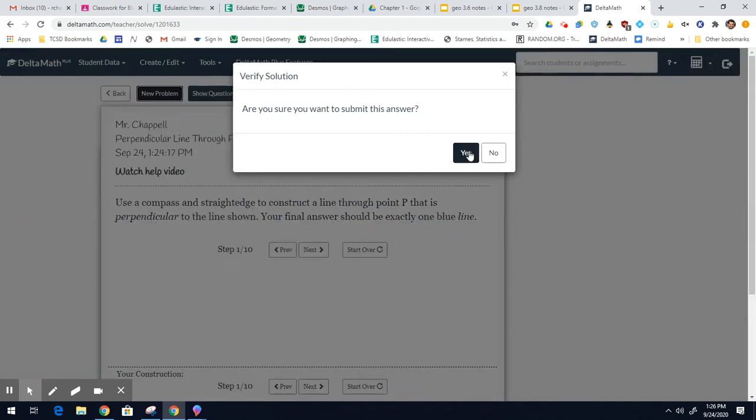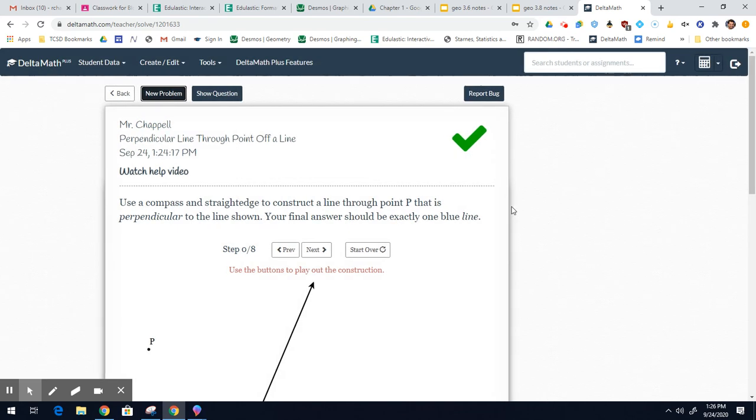Submit my answer. Don't mind if I do. Green check marks, and I feel good that I can do these constructions. All right, so hopefully you can too. Have fun doing the constructions.